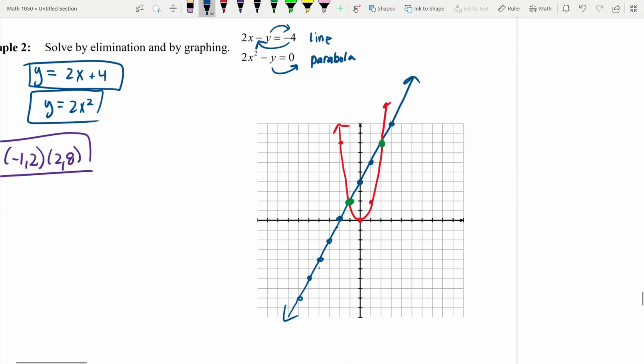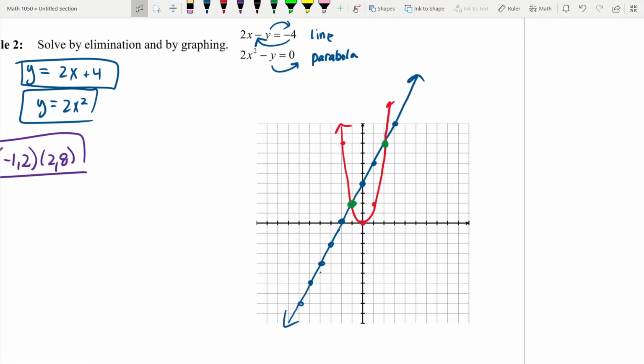Okay, let's do it algebraically. Can I use elimination to solve this? You totally can use elimination. Look at the y's. The only y in the top is a first, the only y in the bottom is a first, and they're almost the same. So I'm going to take this guy and I'm going to distribute a negative. So then I'm going to have a negative 2x, a plus y equals 4.